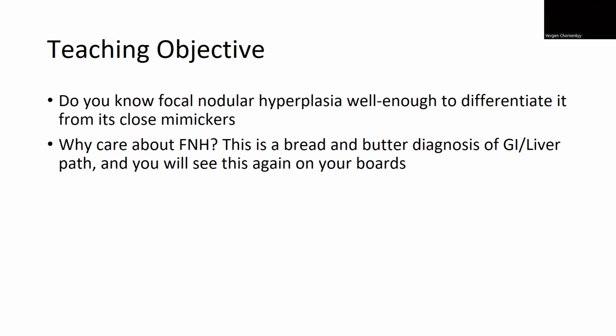For this case, the teaching objective was: do you know FNH well enough to differentiate it from its close mimickers, and then why do we care? It's bread and butter. Also, going forward for your boards, the way they build those questions, from my experience, is they'll write it to test one fact for each thing when you're doing those Q banks, and then they'll just throw in three or four other answer choices that make no sense or kind of make sense, so that when they explain the answer choices, they just focus on that one entity and ignore the rest. Very frustrating, but that's how they try to test just one thing with these questions. So for this one, it was like, do you know FNH well enough? We don't really care about the other entities.